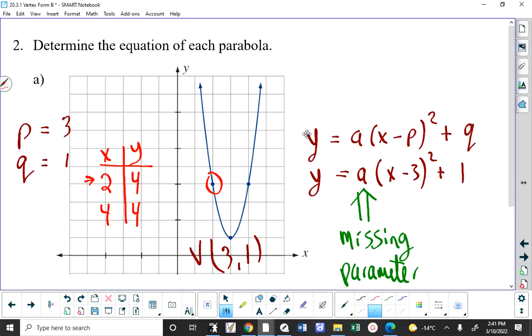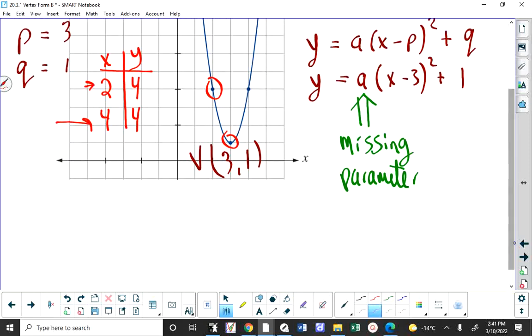If you put this point in instead, you'll have 4 minus 3, which is 1, which when you square gives you 1. It doesn't matter which point you use. But you remember me showing you that you cannot use the vertex. So I'm going to go with 4, 4, and I end up with 4 for y equals a times 4 minus 3 squared plus 1.